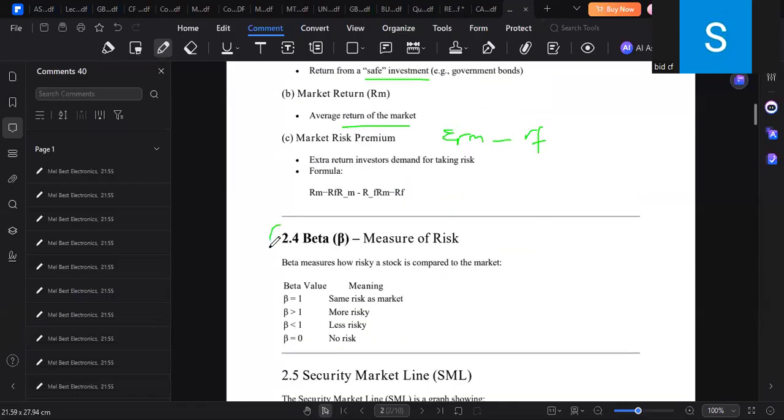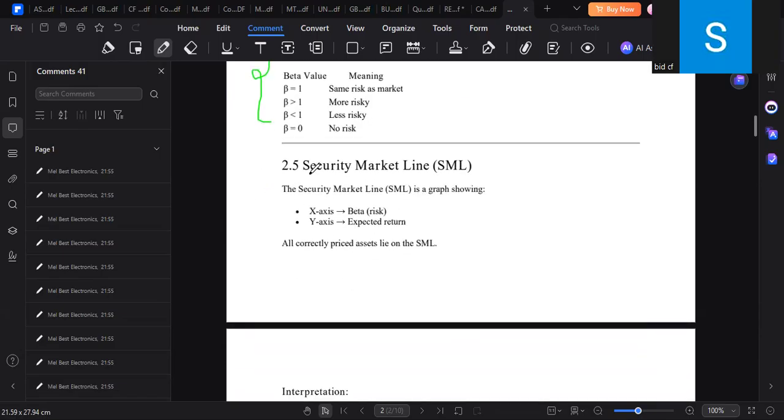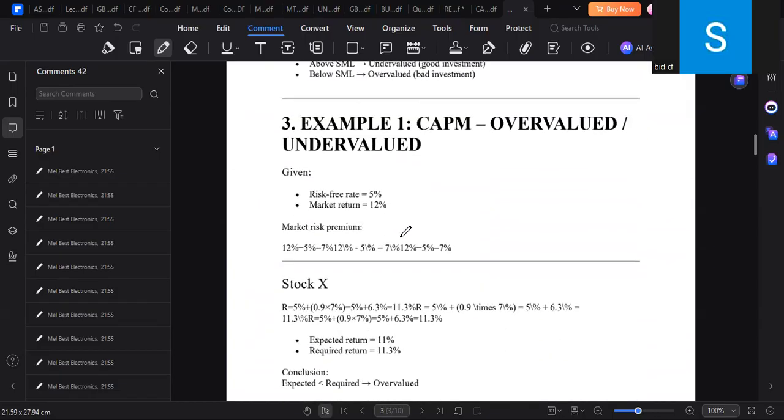So beta helps us to measure risk. When beta is equal to 1, it means it is the same as the market. When it's more than 1, it means your asset is more risky. If it's less than 1, it's less risky. If it's 0, there's no risk at all. So I've talked about the SML line and the interpretation. Now let's look at an example here.